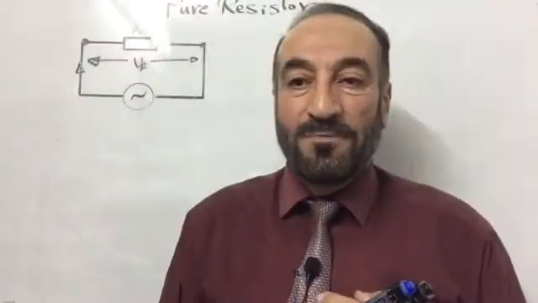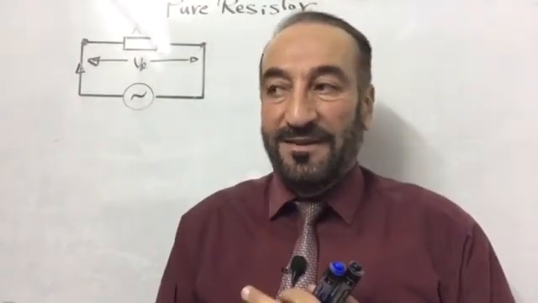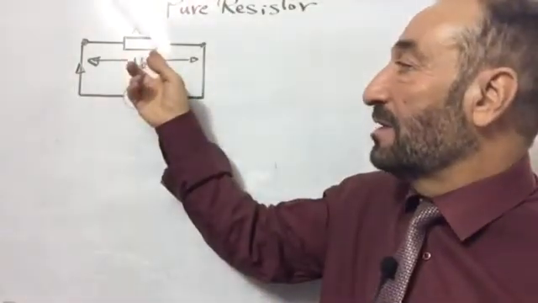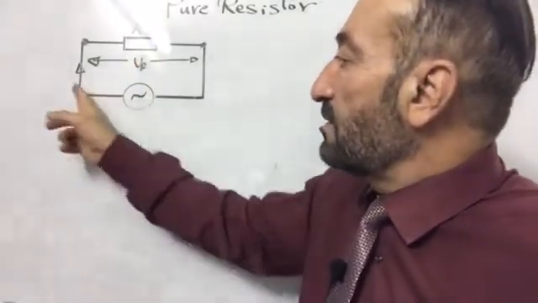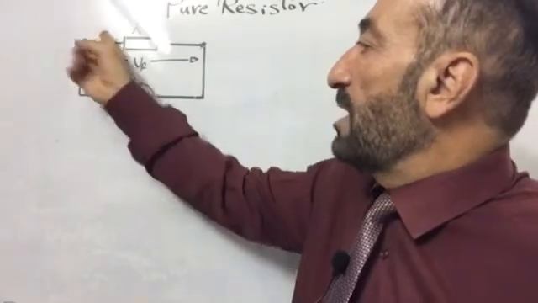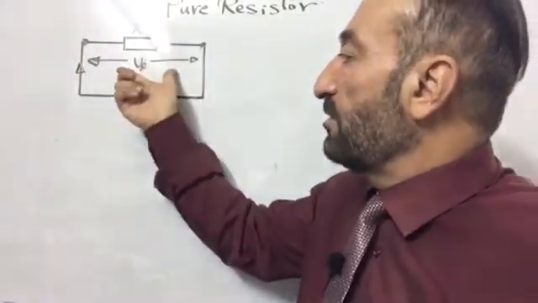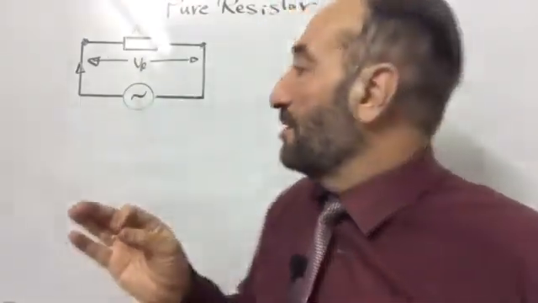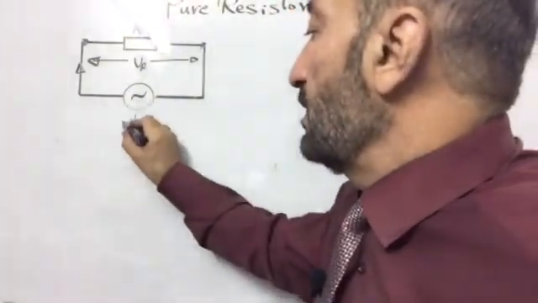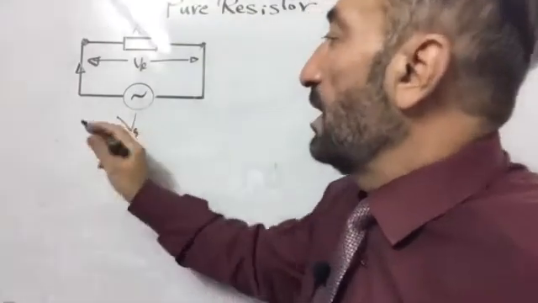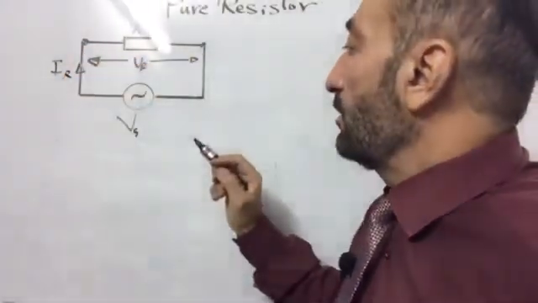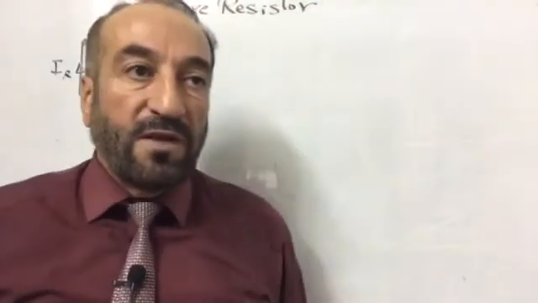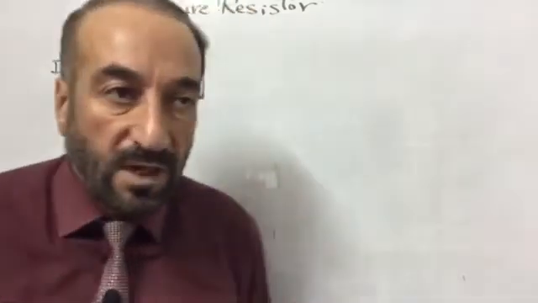This component, the first device in this chapter, is the pure resistor. When we connect the pure resistor with AC power, a current will flow and pass through the resistor, and there is a voltage difference between the two terminals of the resistor. Here Vs is the voltage of the source, and here I sub R is the current flowing through R. Now, can we find the relation of I or the relation of V? Of course we can.